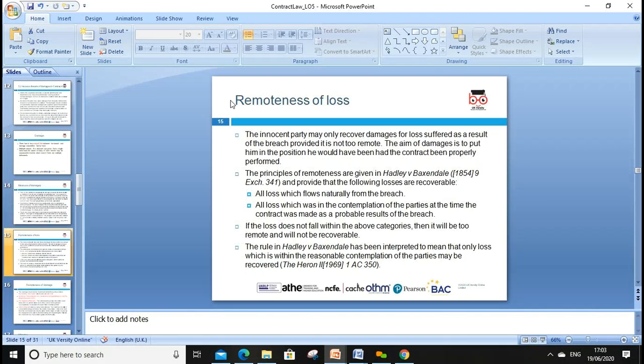Remoteness we discuss in one of the other learning outcomes as well. The innocent party can only recover damages for the loss suffered as a result of the breach. That's remoteness. The aim of damages is to put them in the position they would have been in had the contract been properly performed. Like if you complete 80% of the work and 20% is left, you should pay only 20%, not 100%. So that's remoteness of loss.